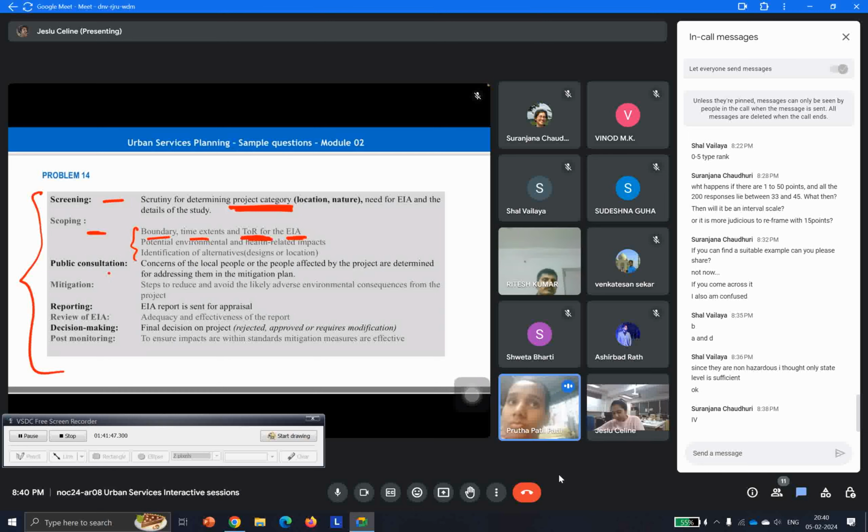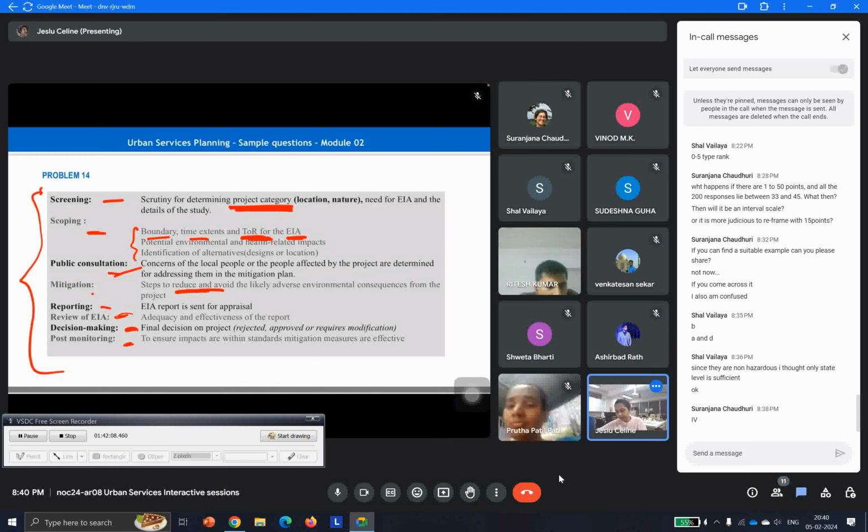Right. Then you have public consultation, this we discussed. Then you have mitigation in between, where certain steps are taken in order to reduce impacts. Then you have reporting, which we discussed. Then review, decision making, and post monitoring. So these are the different steps which are involved, and some of these were asked in the question before. Right. Any doubts?